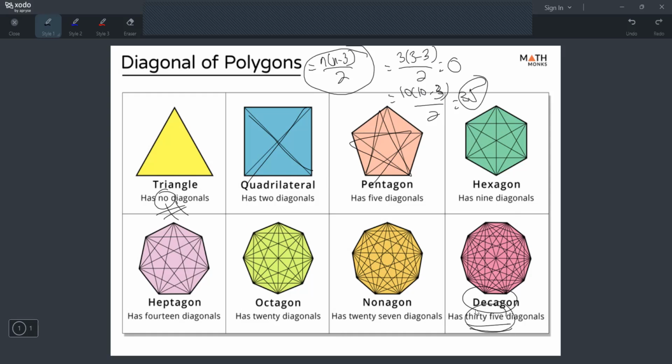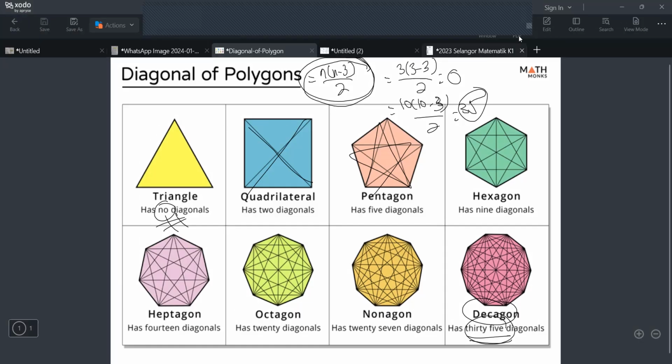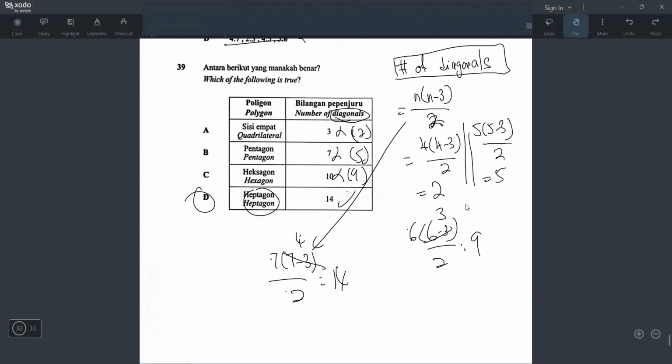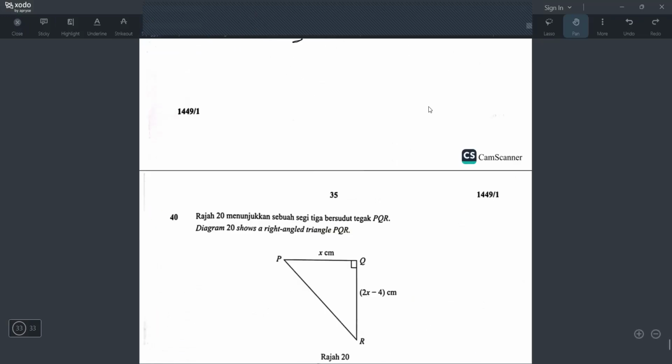So you see, got 35 diagonal, right? So you don't have to hafal. Oh, yang ini ada berapa, yang ini tak payah. You just hafal formula saja. Hafal formula boleh buat dah. That is why just now when I do the Selangor question, I straight away just use this formula. Okay, so make sure you know this formula. This formula is to calculate number of diagonals, right?